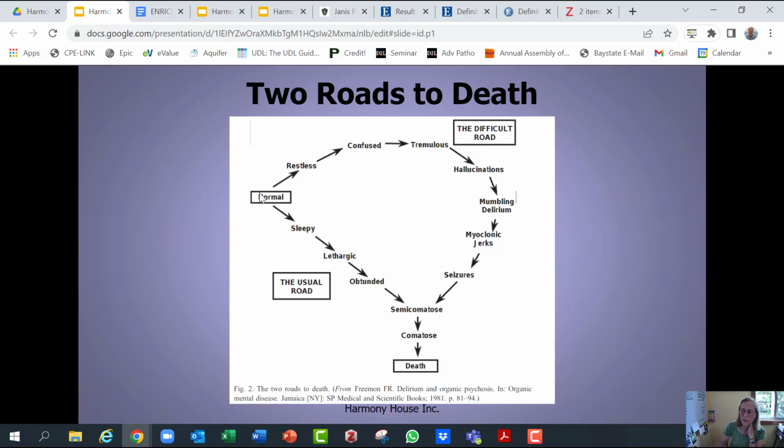So obviously, there's nothing we can do to predict which road someone's going to go on, but I think it's important to know that both are in fact normal, just different, and it's going to cause us to intervene in different ways.